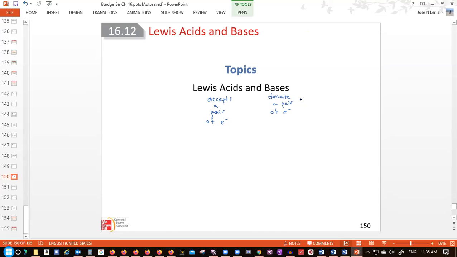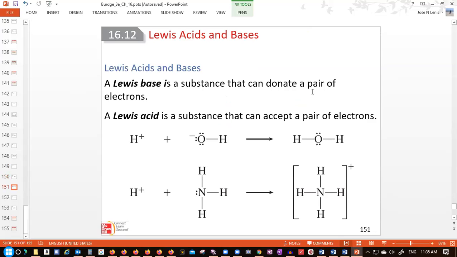And this definition covers mostly all of the Bronsted-Lowry acids and expands the frontier of acids and bases to substances that behave as acids and bases, but do not quite fall into the Bronsted-Lowry acid or base definitions. Let me give you a couple of examples of that.